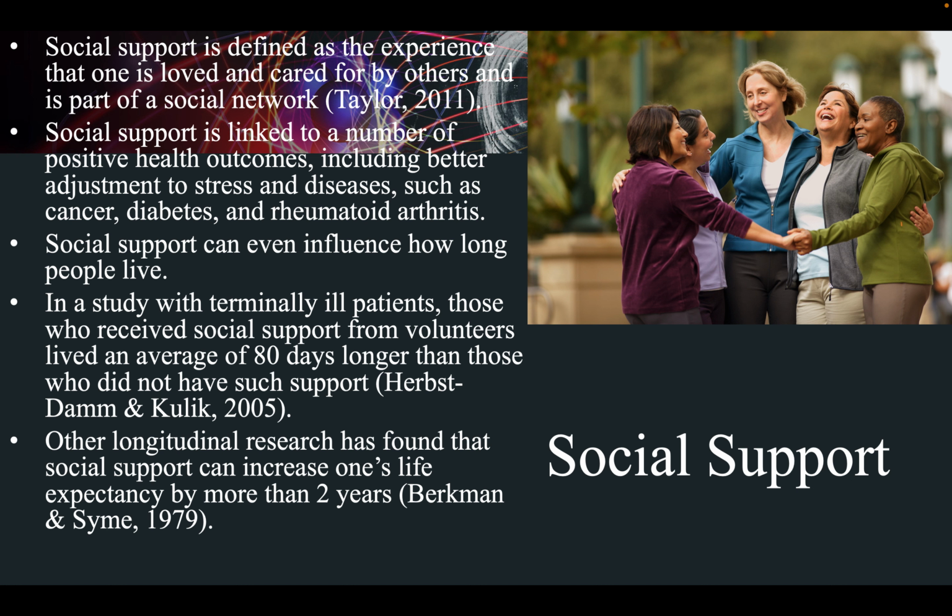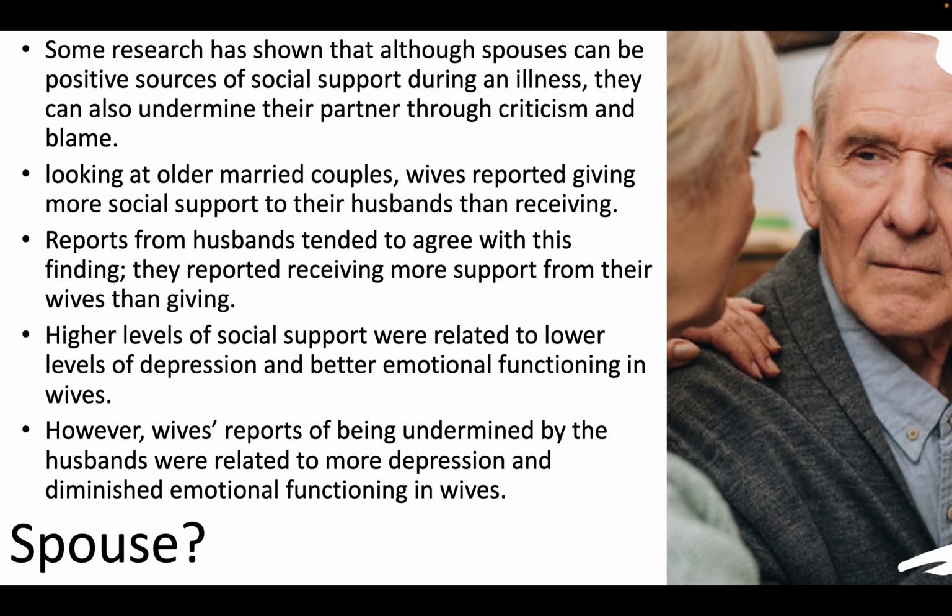Social support is defined as the experience that one is loved and cared for by others and is part of a social network. Social support is linked to a number of positive health outcomes, including better adjustment to stress and diseases such as cancer, diabetes, and rheumatoid arthritis. Social support can even influence how long people live. In a study with terminally ill patients, those who received social support from volunteers lived an average of 80 days longer than those who did not have such support. Other longitudinal research has found that social support can increase one's life expectancy by more than 2 years.